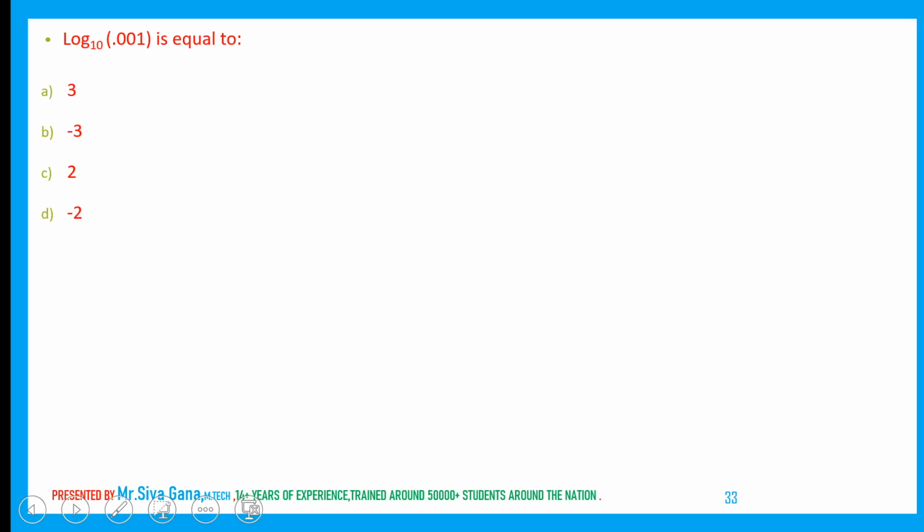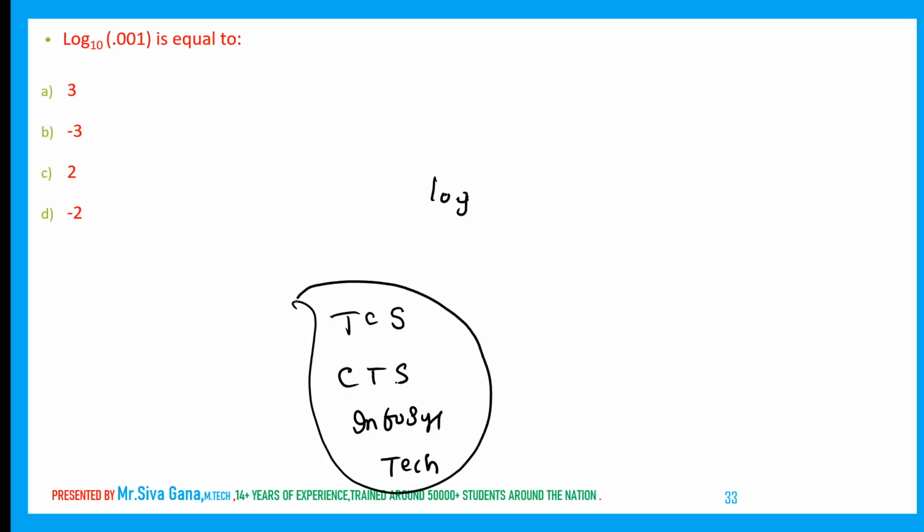Next question. Simply, logarithm questions are definitely going to be asked in CTS, in the Infosys drive, in the Tech Mahindra drive. There is a possibility of logarithm questions in TCS also, my dear viewers. Don't forget, and Accenture also.